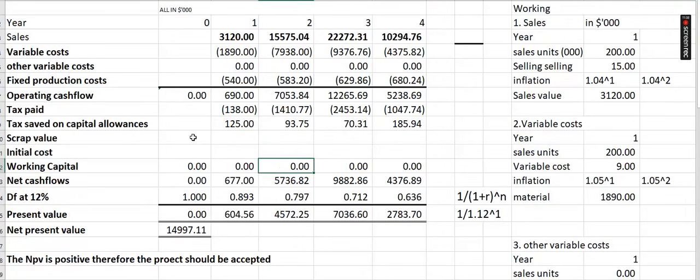Scrap value, we are given as 125, if you remember. So I'll put 125 in the final year of the project. Initial cost, how much does the project cost? So the initial cost of the project is 2,500. So you put negative, right? Negative 2,500.